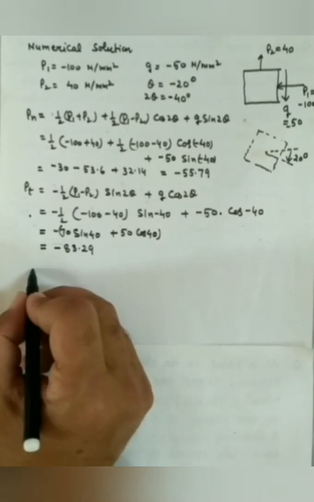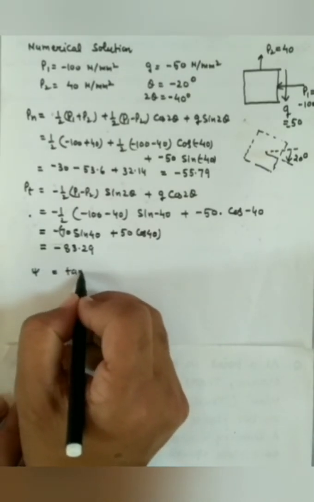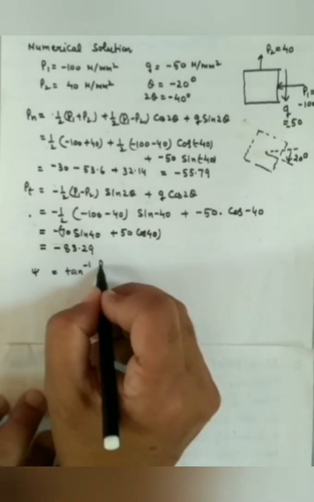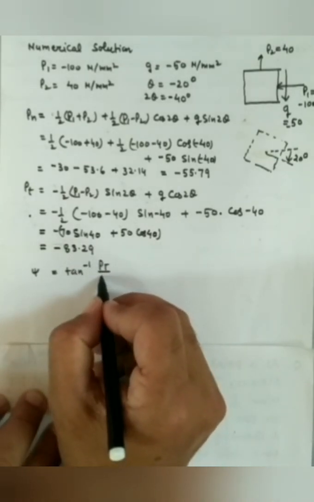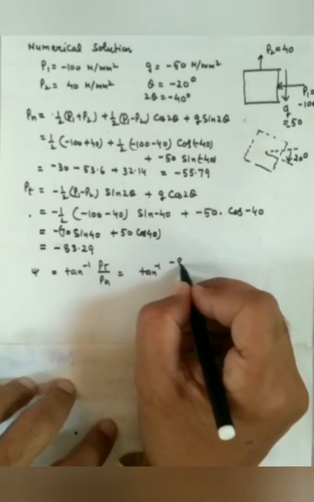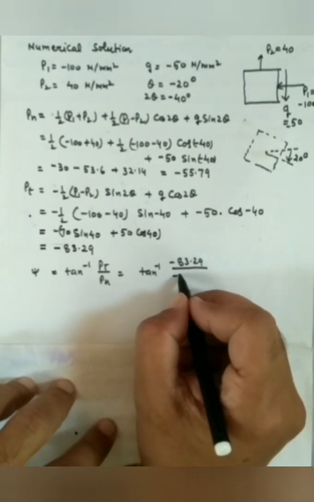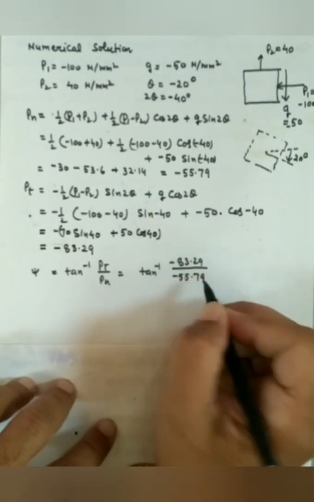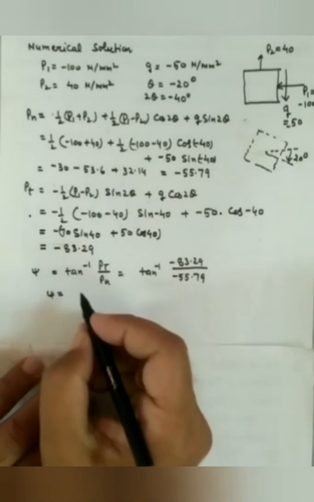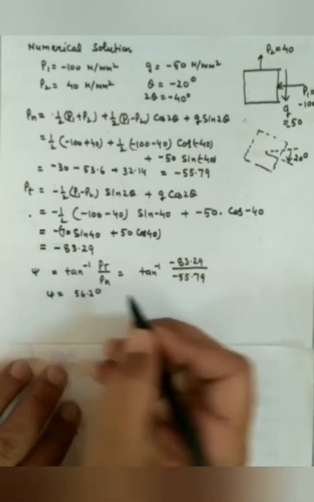And psi, the angle which the PR makes with Pn, is tan inverse Pt by Pn, which will be equal to tan inverse of minus 83.29 upon minus 55.79, which gives a value of psi equal to 56.2 degrees.